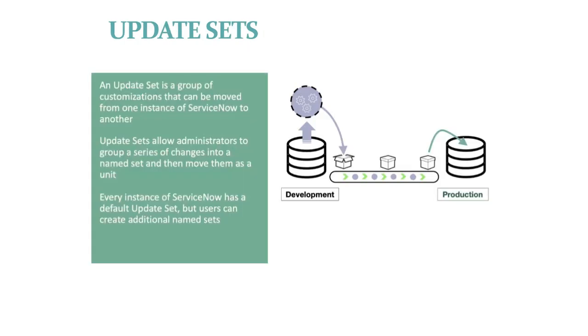So next I am going to explain update set. What is an update set? An update set is a group of customizations that can be moved from one instance of ServiceNow to another. An update set allows an administrator to group a series of changes into a named set and then move them as a unit. Every instance of ServiceNow has a default update set, but a user can create additional named sets where they can move their required changes to production or test environment.